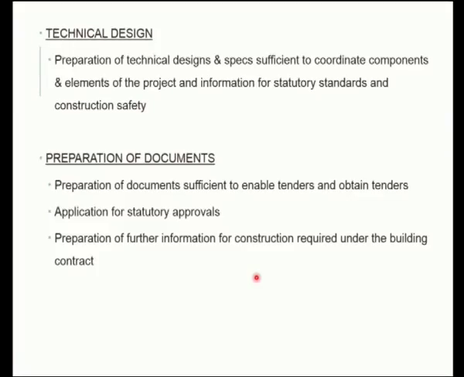While you have technical design, you should be sitting and scheming these types of technical designs and specs. So, preparation of documents sufficient to enable tenders and obtain tenders. This preparation of documents stage is what we are going to see in our future chapters about tenders and contracts, and at that time this documentation preparation will be the basic core for every scheme.